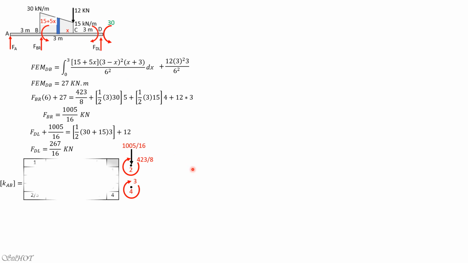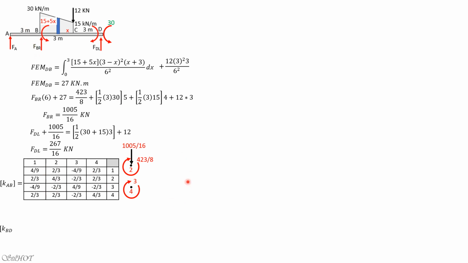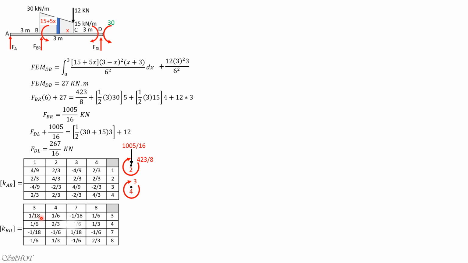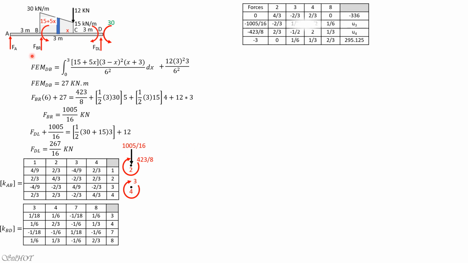KAB is, we copy the thickness of AB, 12 over 3 cube. That you see this slide. And for BD, 12 over 6 cube, the first term. And we already have this also, so we copy that part. Then for solving the displacements, unknown displacements at 3 and 4. So we have 2, 3, 4, and 8.